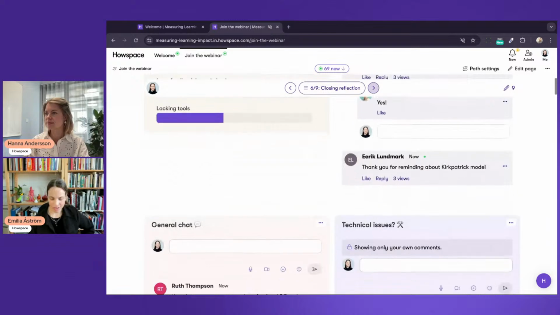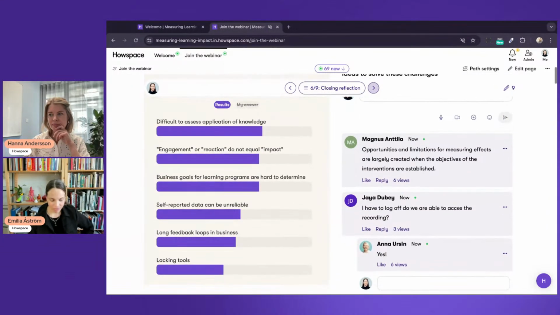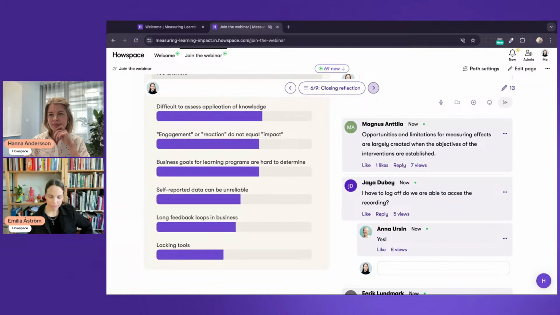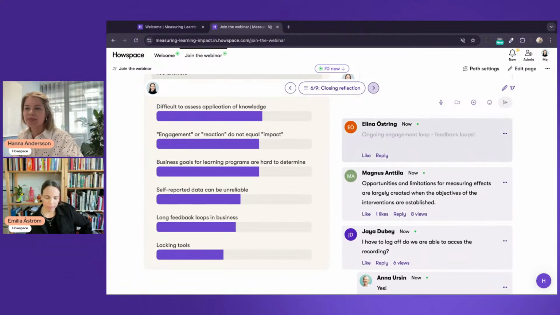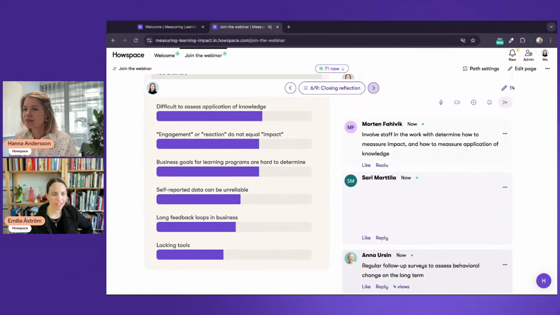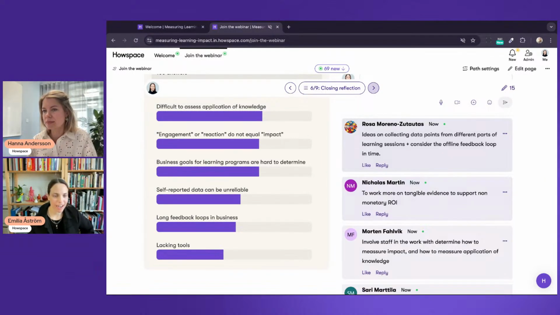Someone appreciates being reminded about the Kirkpatrick model again. So that's nice to hear. It's quite a broadly used model, so not surprised to see that one. But also about the opportunities and limitations for measuring effects, ongoing engagement loop, feedback loops. Yes, very important. Involving the staff in work with determining how to measure impact.